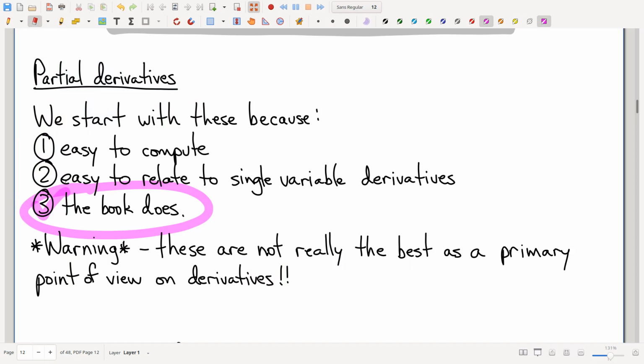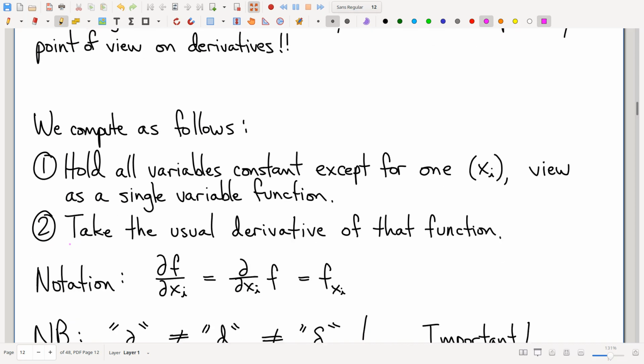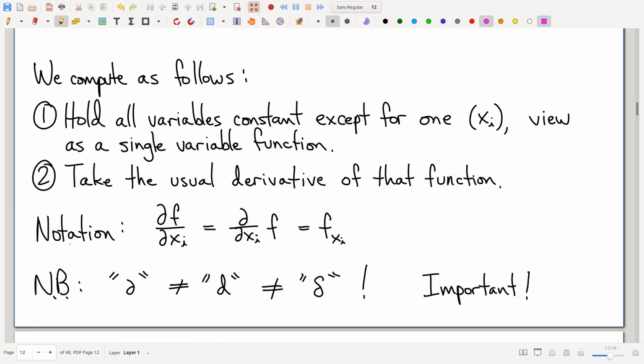Okay. All right. Okay, so let's do it. Let's actually talk about some partial derivatives. Here's the rule. If you have a multivariable function, lots of input variables, pick one of the variables. Just one.